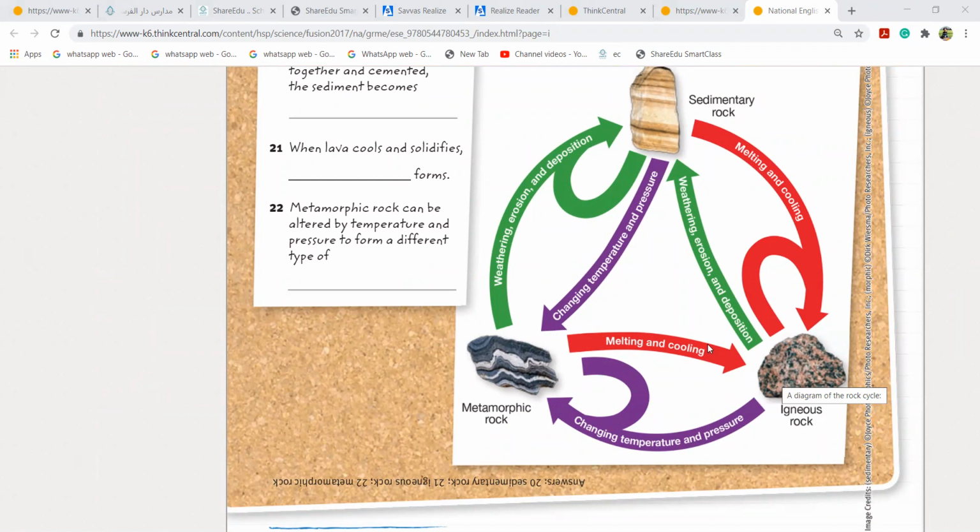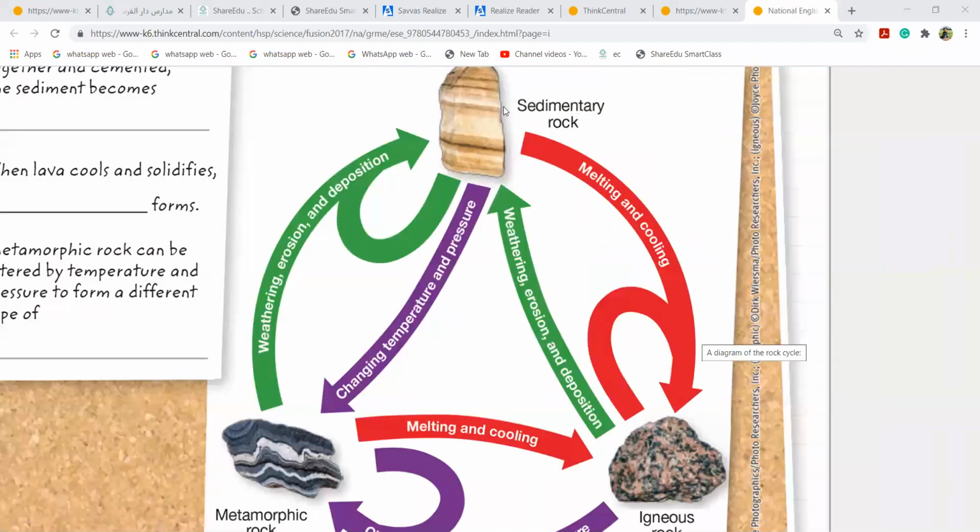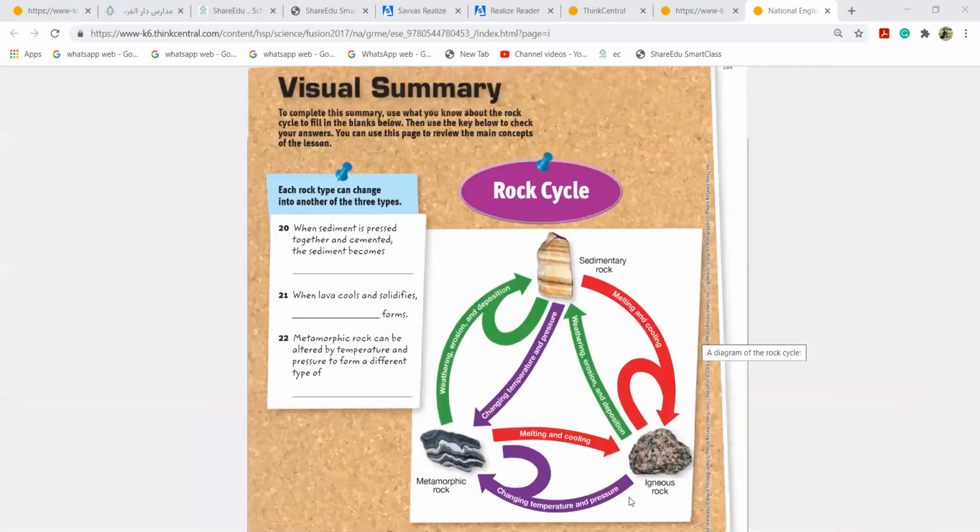And that changed to metamorphic, that changed to sedimentary also. By igneous, by weathering and deposition, changed to sedimentary. Sedimentary by melting and cooling, form igneous. Everything by melting and cooling, it forms igneous actually.